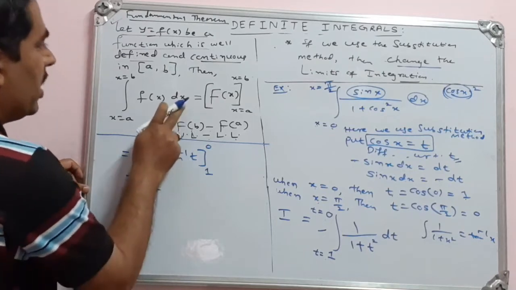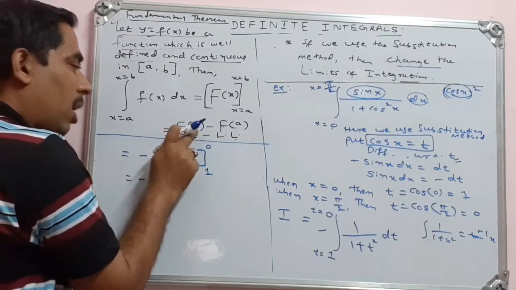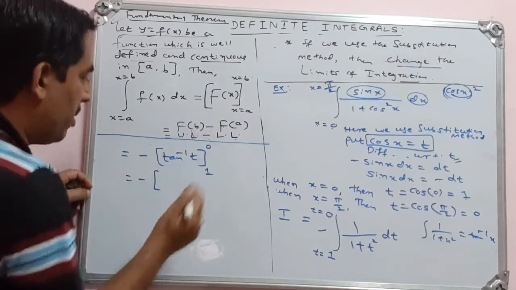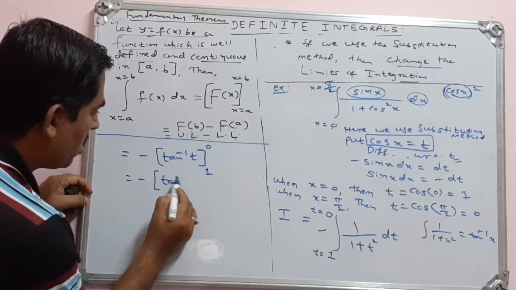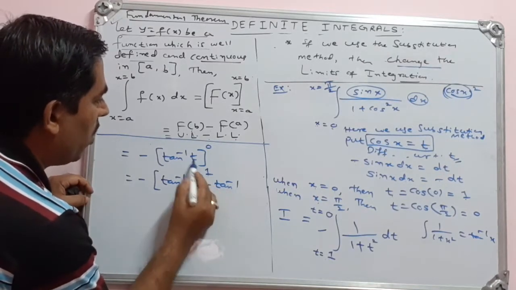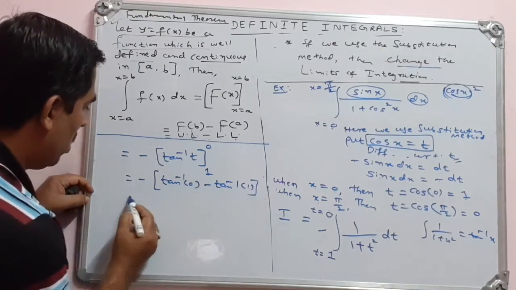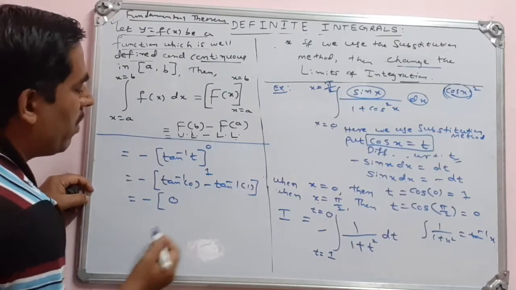Now, after writing the antiderivative, you calculate the antiderivative at the upper limit minus the antiderivative at the lower limit. What is my upper limit? 0. So put t equal to 0: tan inverse 0, minus the lower limit tan inverse of 1. Tan inverse 0 means tan 0 is 0, so the value will be 0.